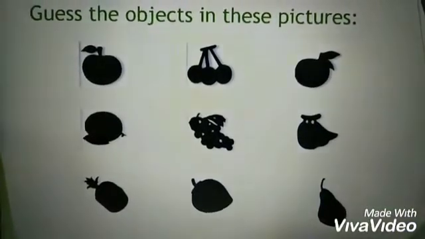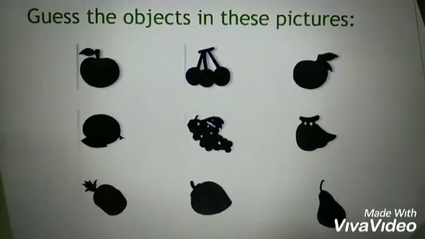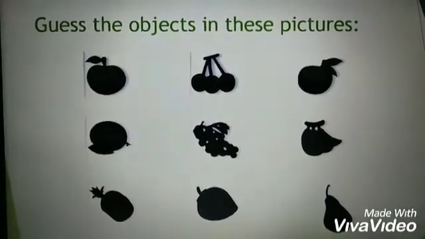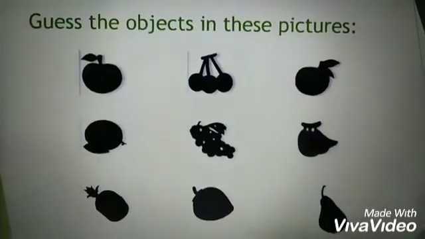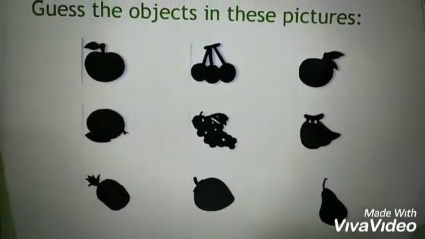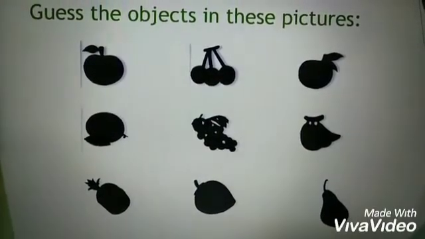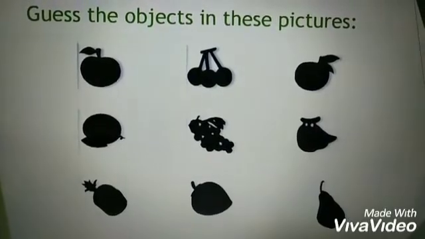You can see that all these objects are fruit. But why do they all look black? Are they real fruit? They have a black color and they look exactly the same as the fruit, but they are not the real fruit. They are their shadows. So can you tell me now what are shadows?